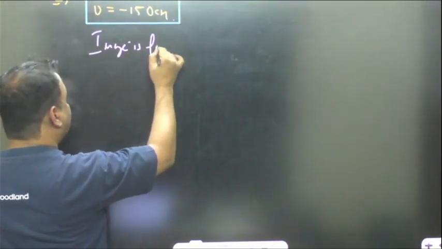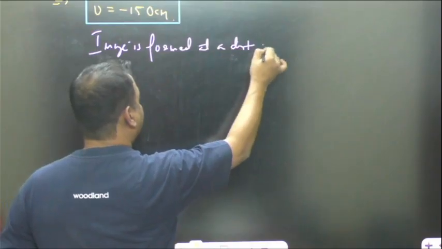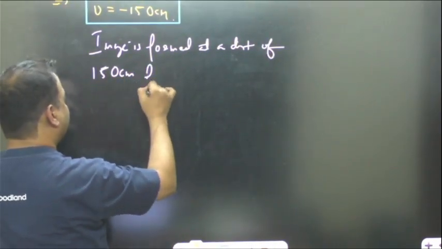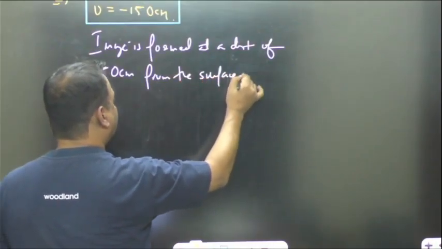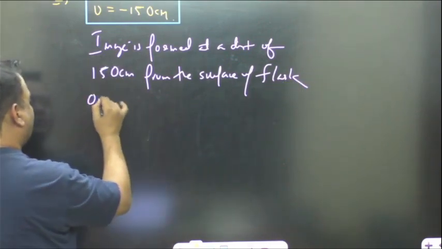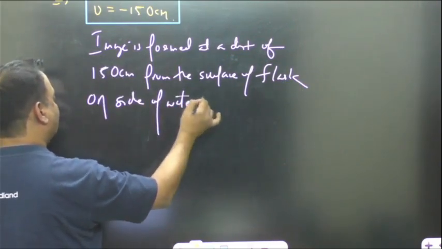Image is formed at a distance of 150 centimeter from the surface of the flask on the side of water.